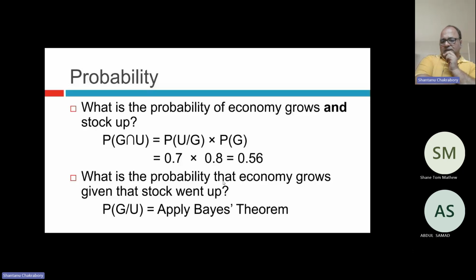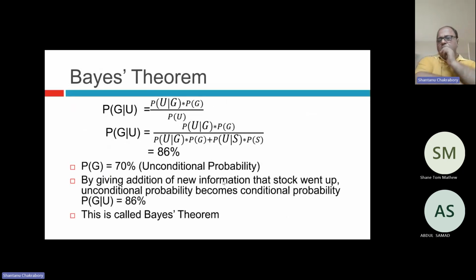And then we apply the Bayes theorem. So what is the Bayes theorem? We have applied what is the probability that economics will be growing given the stock is going up or the stock went up. So what is the probability that economy grows given that the stock is going up? So this is a Bayes theorem that we apply where we have the conditional probability of 70% by giving the addition of new information that the stock went up.